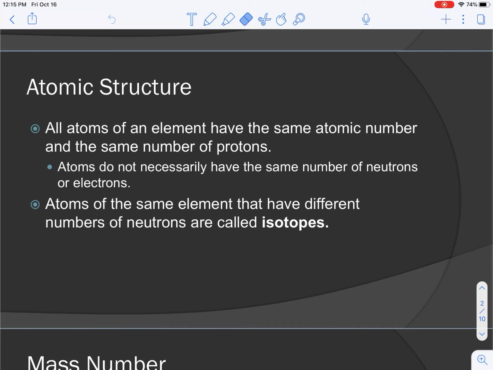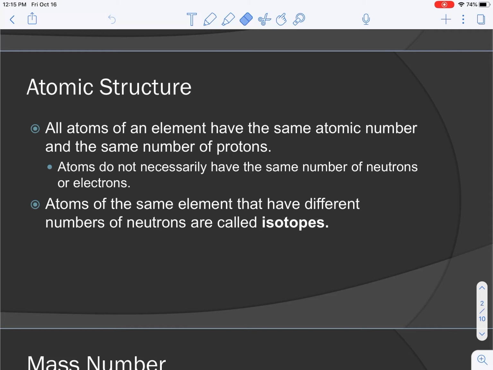Every atom, let's just stick with neon, which has 10 protons, every atom of neon has exactly that number of protons. However, sometimes you don't have the same numbers of neutrons and electrons. And we'll start with neutrons right now. So if it's the same element that has a different number of neutrons, we call those isotopes. Let's just say with neon, most atoms of neon have 10 protons, 10 neutrons, and 10 electrons. But some atoms of neon might have different numbers of neutrons.